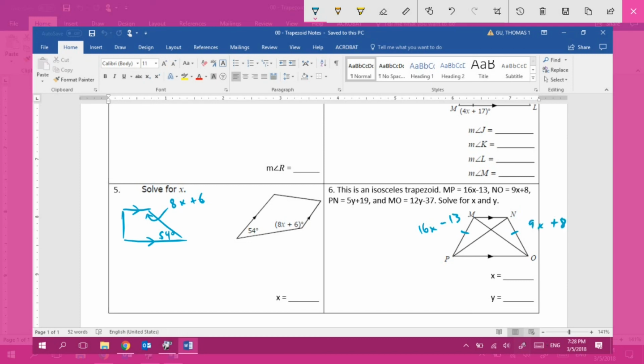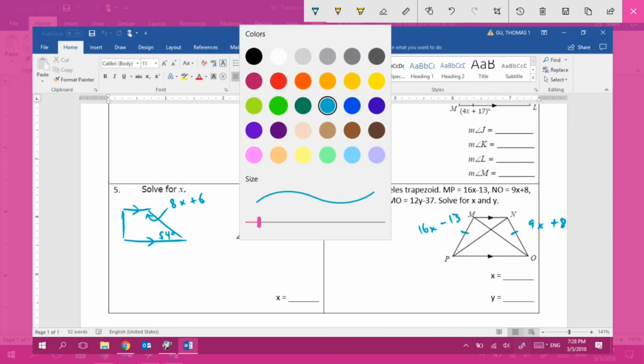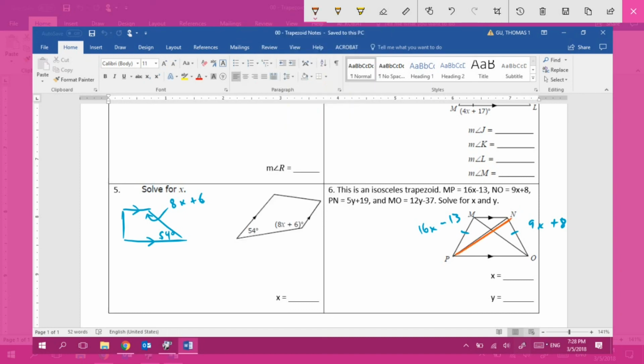Then they tell us that PN, that's this diagonal, I'm going to label it with the orange, PN right there, is 5y plus 19. And then they told me MO, that's this diagonal right here, is 12y minus 37. Now remember, on the isosceles trapezoid, the two non-parallel sides are congruent. That means MP is congruent to NO.